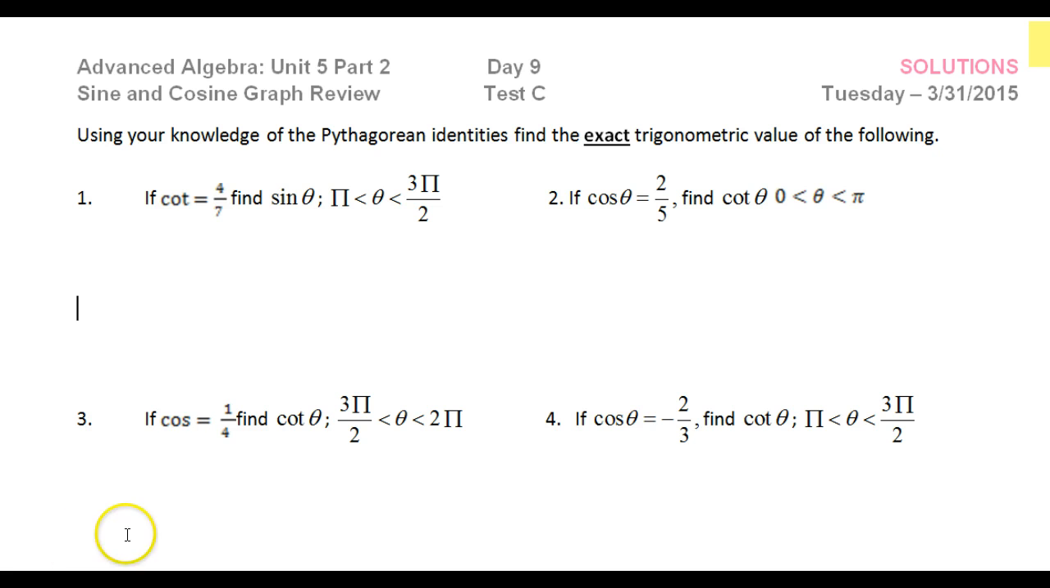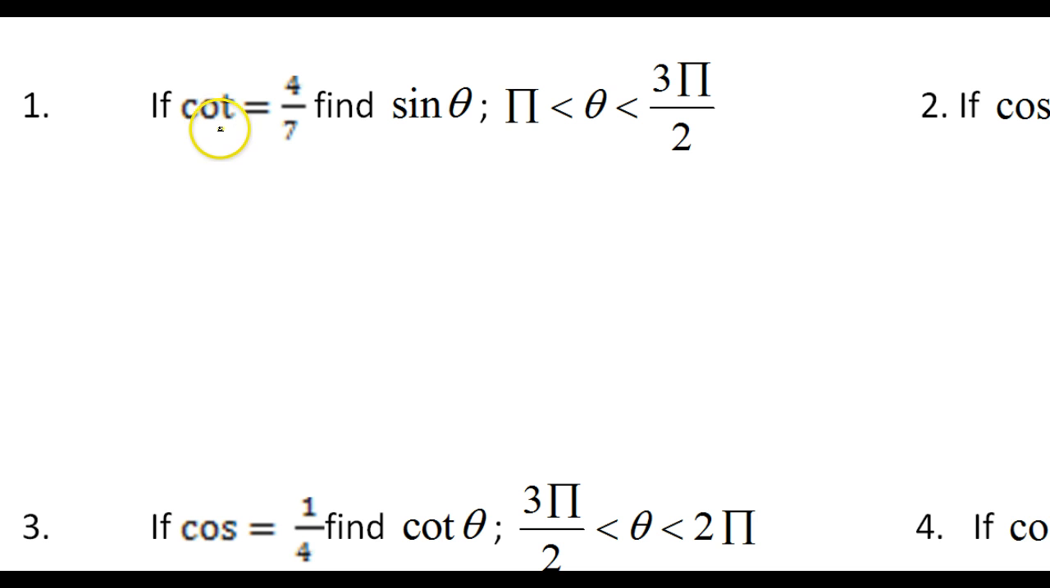So these are the problems we're going to work in this video. Using your knowledge of Pythagorean identities, find the exact trigonometric value of the following. So let's look at problem number 1 more closely. Cotangent theta, I really should say cotangent theta, is equal to 4/7. Find sine theta in this interval.